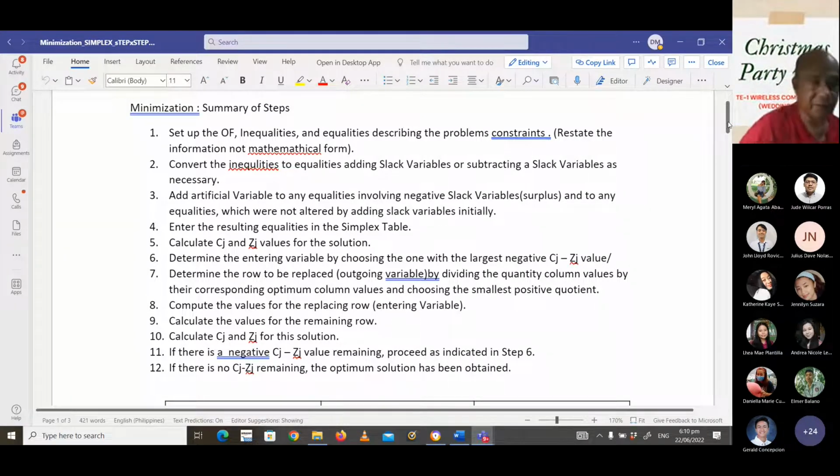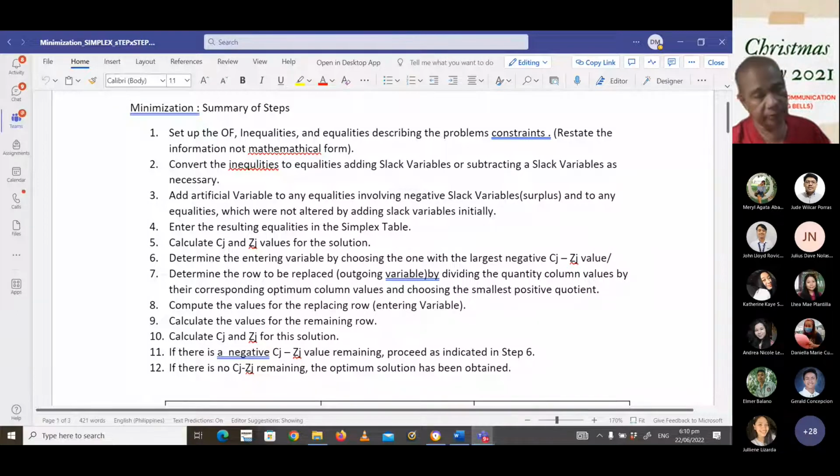Okay, so these are the steps. Then it's still the same, although there's a little bit of difference as far as minimization is concerned compared to maximization. Okay, so inequalities, step one: we have to set up the objective function, yung OF.